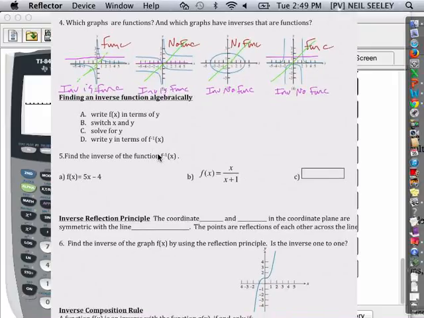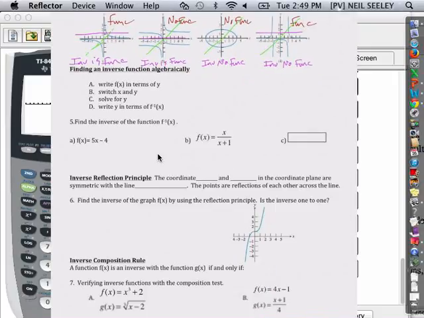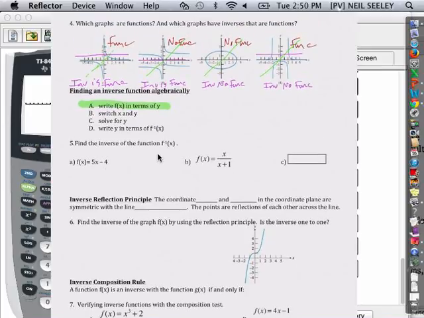Last two. You've got to know how to find the inverse function algebraically. Graphically, it's rotating over y equals x. We will practice that with graphs tomorrow, don't you worry. Algebraically, these are the rules. Take that f of x and write it in terms of y. Step A.